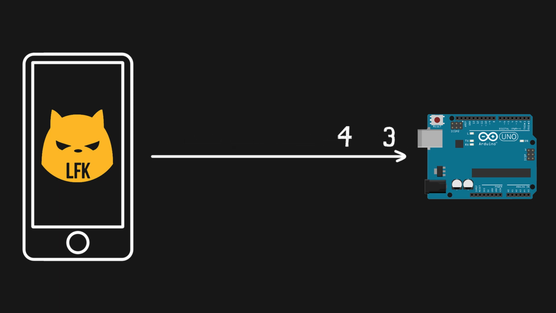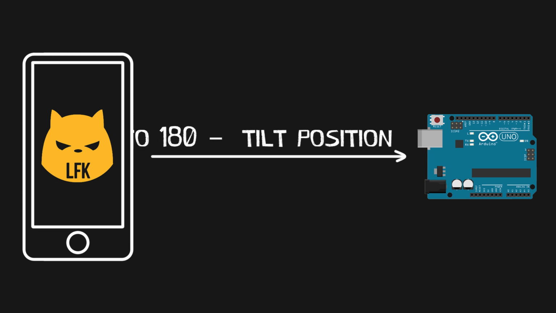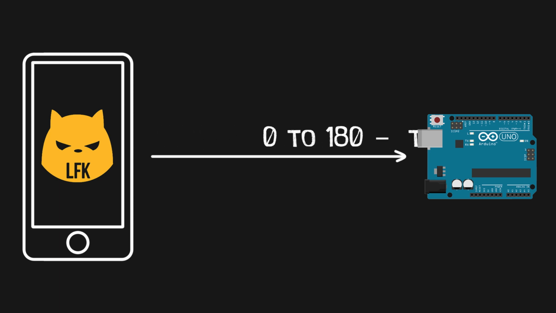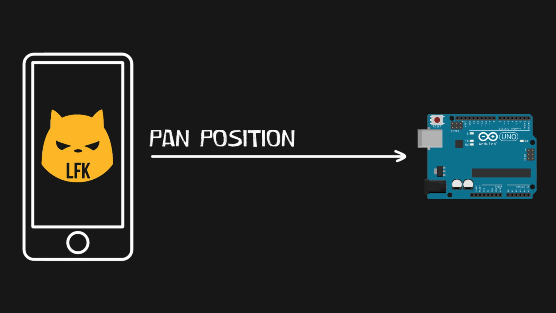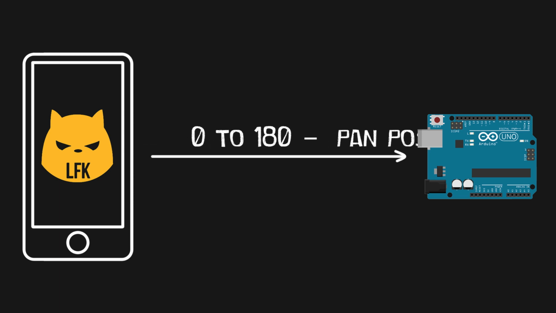2, 3, and 4. The first thing I tend to ask myself whenever I have to tackle some device communication issues is, what information do I need to send across from one device to another? So here it's quite simple. We have one servo position for the tilt, so it's going to be a value from 0 to 180. We have to send across the position of the pan servo. Again, it's going to be a value from 0 to 180.